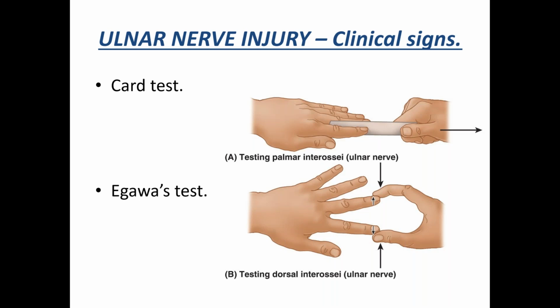Then we have two tests for the interossei, the card test and the Igawa's test. We have two sets of interossei, palmar interossei and dorsal interossei. If you remember your anatomy, palmar interossei are adductors, PAD, and dorsal interossei are abductors, DAB. Okay, so for palmar interossei, you do the card test. You insert a card between the fingers and ask the patient to hold it. A normal patient with strong palmar interossei would be able to hold the card, but a patient with ulnar nerve paralysis and weak palmar interossei will not be able to hold it, and the examiner will be able to easily pull out the card. Okay, and Igawa's test is for dorsal interossei, where you're checking the finger abduction.